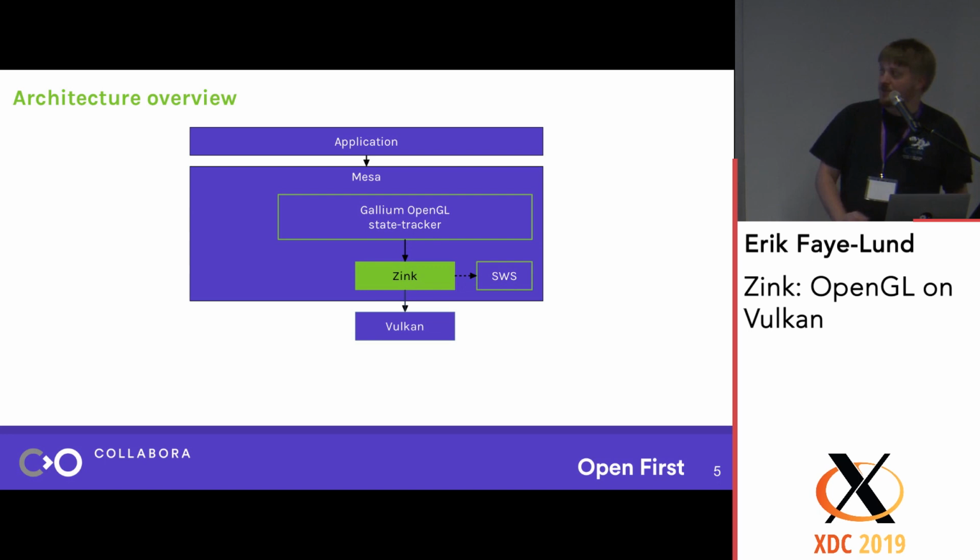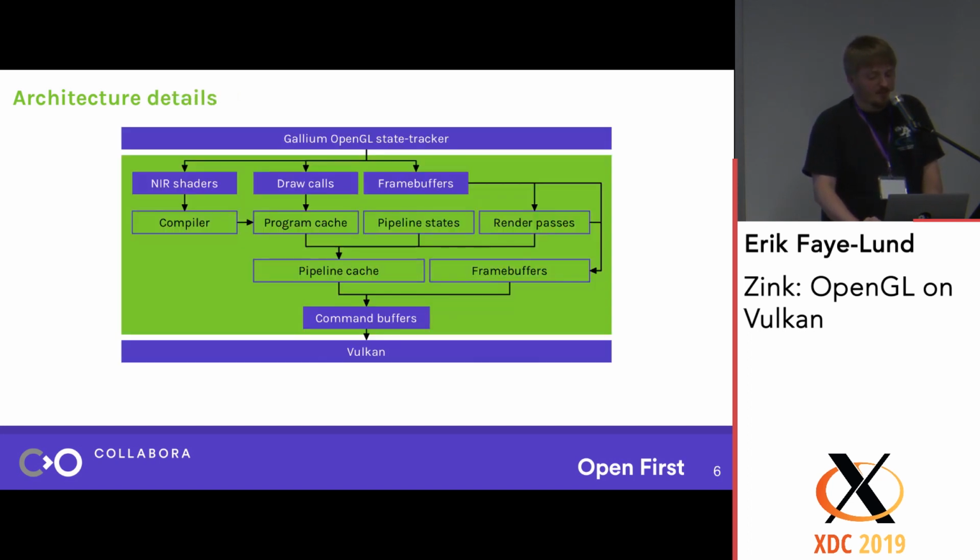This is a very simplistic view of how Zink fits into the Mesa stack. And here's a somewhat outdated but somewhat accurate inner description. It takes different parts from Gallium and stitches them together into some caches and things like that. The more important things there are, I think, the pipeline cache and the program cache, which will be used for somewhat efficient state execution.